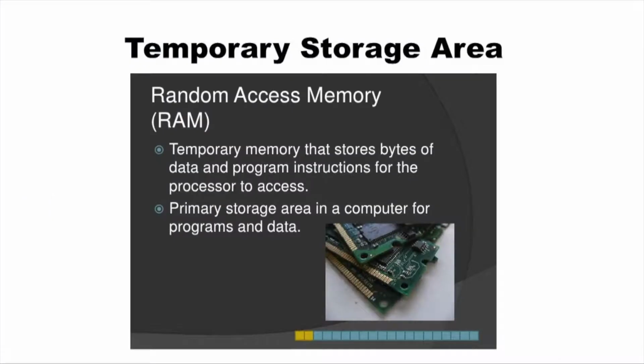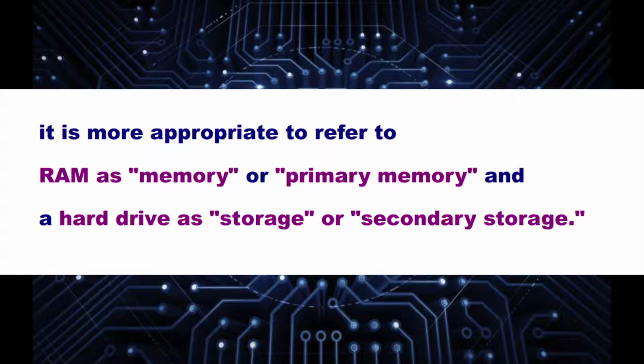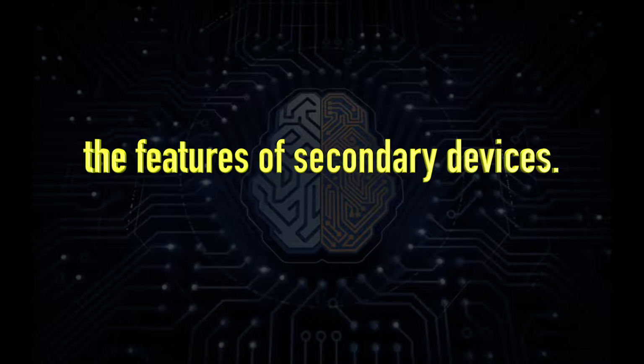It is very common for new computer users to be confused by what parts in the computer are memory. Although both the hard drive and RAM are memory, it is more appropriate to refer to RAM as memory or primary memory and hard drive as storage or secondary storage. Now, let us briefly present the features of secondary devices.